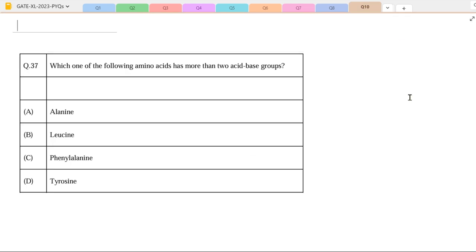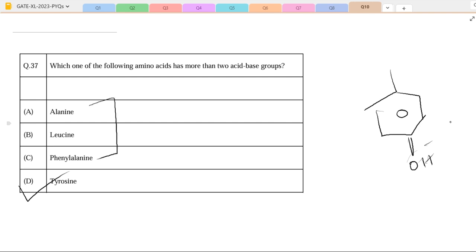Which of the following amino acids has more than 2 acid-base groups? Clearly, from the given options, the correct answer is tyrosine. If you look at the side chain, it has a benzene ring with an OH group attached to it. This OH, being polar, can become O minus. When it furnishes H plus, it acts as an acid, and when it accepts H plus, it acts as a base. However, the other three are clearly non-polar amino acids, and hence they don't act as acid-base groups. So tyrosine is the correct answer here. This is a very simple question to score.